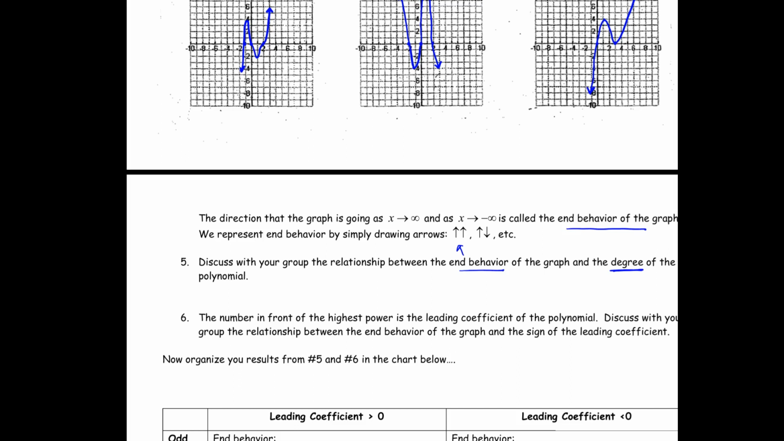And then in number 6, you're going to discuss with your partner the number in front of the highest power, or the highest degree, which is called the leading coefficient. Discuss with your group the relationship between the end behavior and the sign of the leading coefficient. I'm going to give you a few minutes because I want you to determine this on your own and with your partner, and then we'll discuss what our thoughts were and organize this chart together.